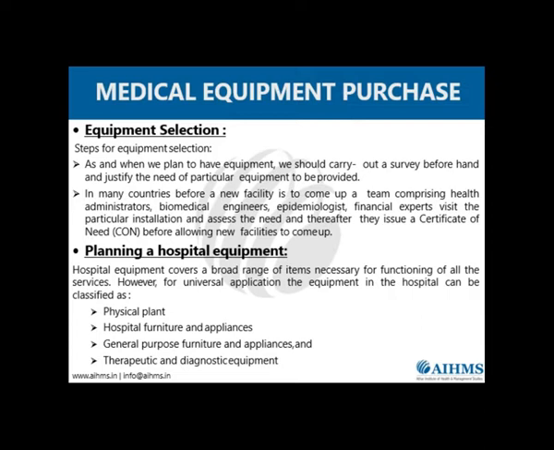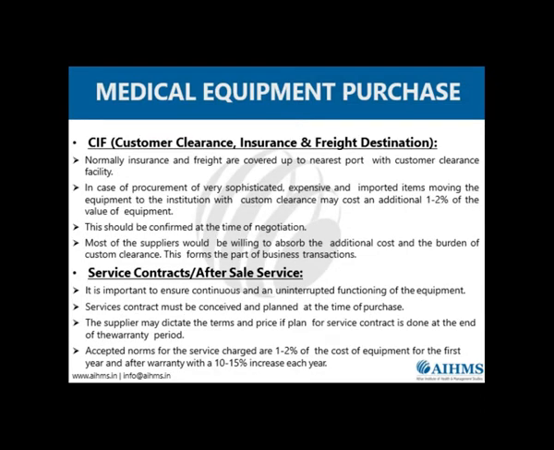As far as hospital equipment is concerned, there are four types of equipment that can be taken into consideration. The first one is the physical plant, for example a laundry linen plant, where you have to set up a full range of equipments in order to do the needful work. Similarly, there are other aspects which might comprise hospital furniture and appliances, general purpose furniture and appliances, as well as a category known as the therapeutic and the diagnostic equipment.